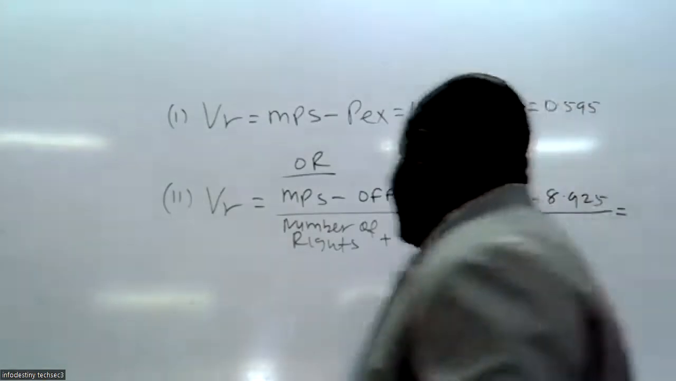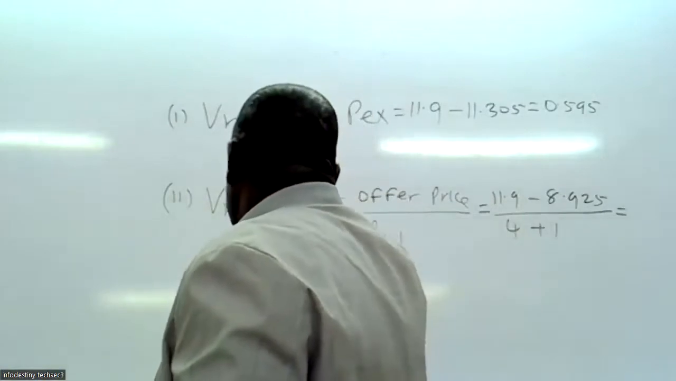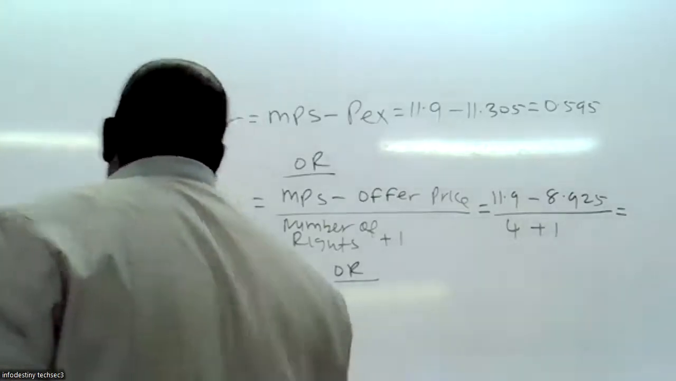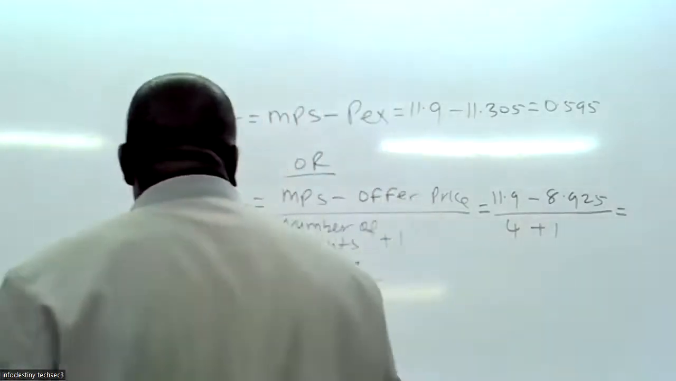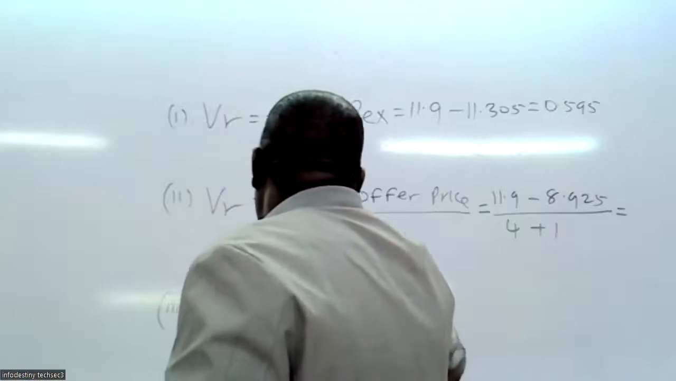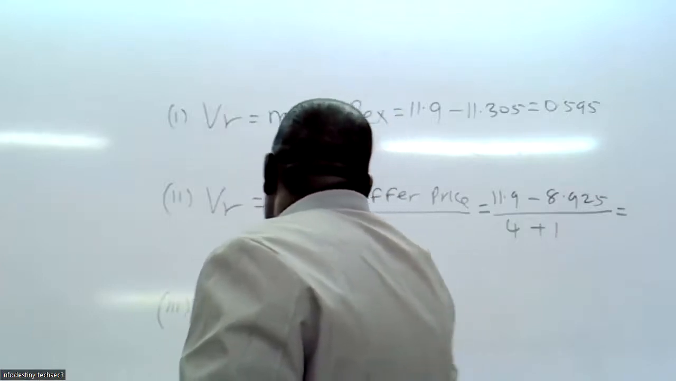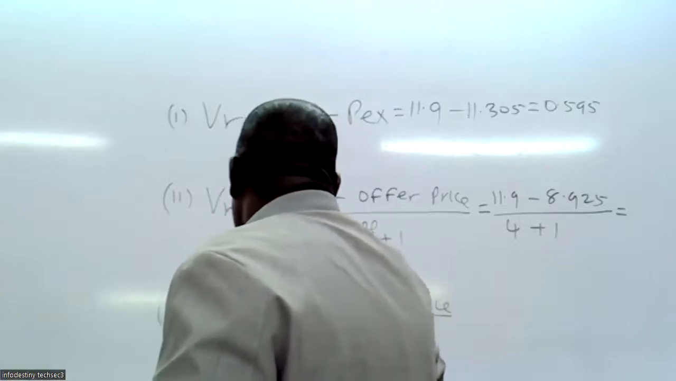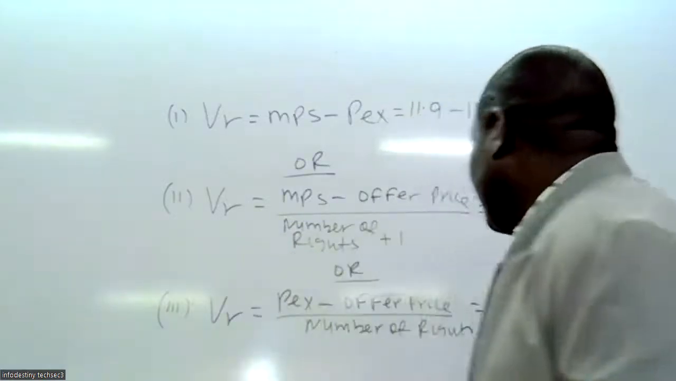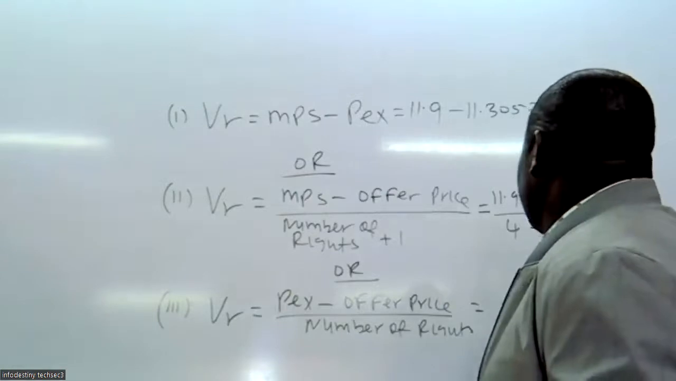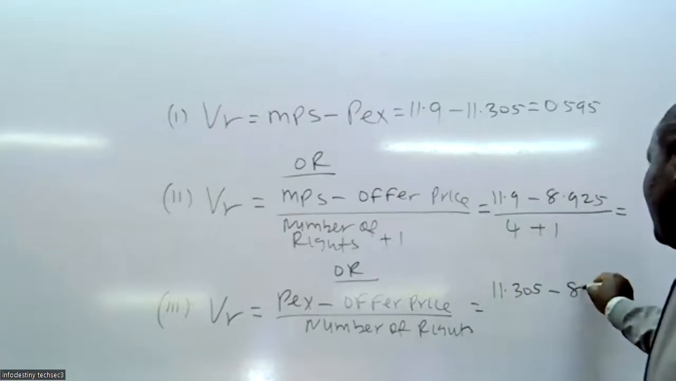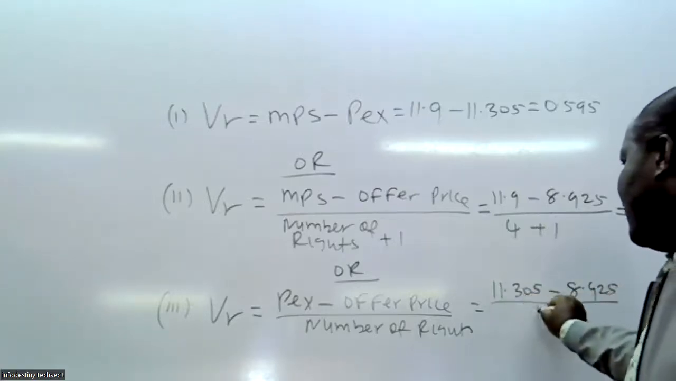So they should be the same. I'm only showing you that the two formulas will give you the same. Also, value of the right will be given by the theoretical ex-rights price minus the offer price, then we also divide by the number of the rights. So theoretical ex-rights price was 11.305. You subtract 8.925, the number of the rights are 4.